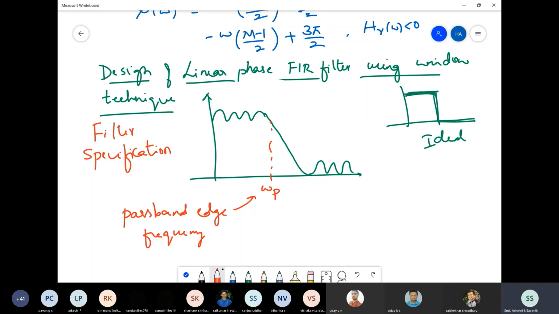And then this is your transition band, correct? This is the transition band, this is your pass band, and this is the stop band for a low pass filter. Then where does your stop band start? That is represented as omega s. So what is omega s? Stop band edge frequency.